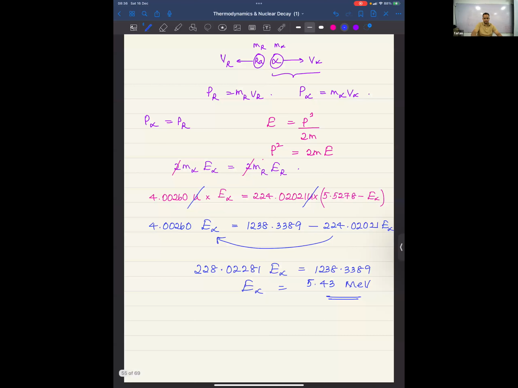Same answer. This is definitely an easier method for me. If you just understand that E is equal to P square over 2M.